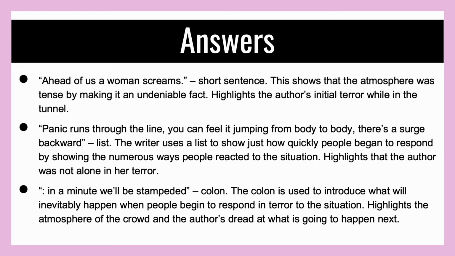So here is a list of all the potential answers. "Ahead of us, a woman screams." Short sentence. This shows that the atmosphere was tense by making it an undeniable fact, highlights the author's initial terror while in the tunnel. "Panic runs through the line. You can feel it jumping from body to body. There's a surge backward." List. The writer uses a list to show just how quickly people began to respond by showing the numerous ways people reacted to the situation. Highlights that the author was not alone in her terror.